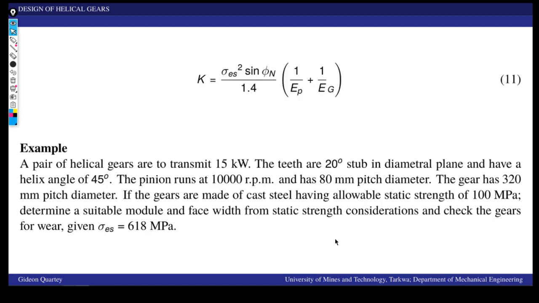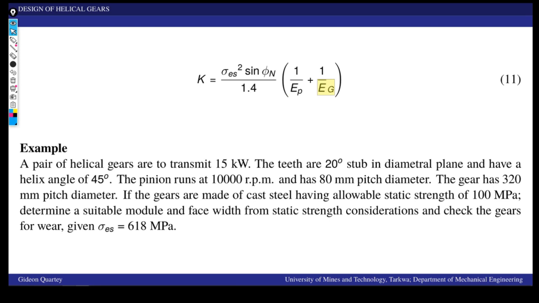Alright, so the load factor K is given by this equation. We are familiar with this. The only difference is the phi n, which is the pressure angle in the normal plane. Sigma es is the surface endurance limit stress, and then we have the modulus of elasticity for the pinion, EP, and the modulus of elasticity for the gear.